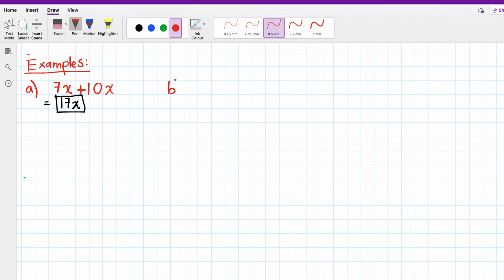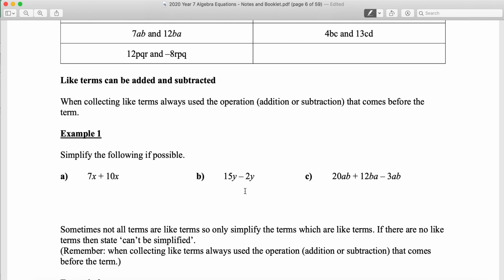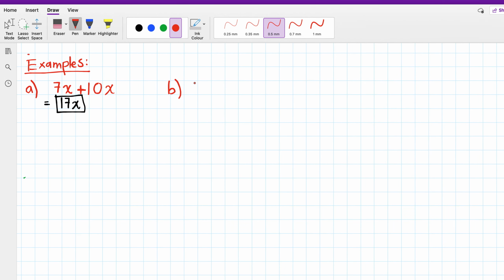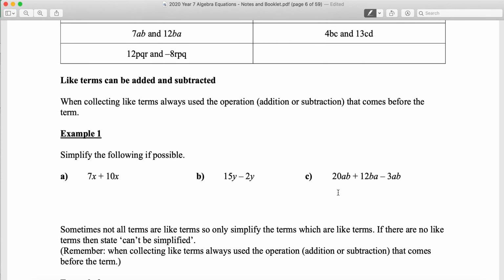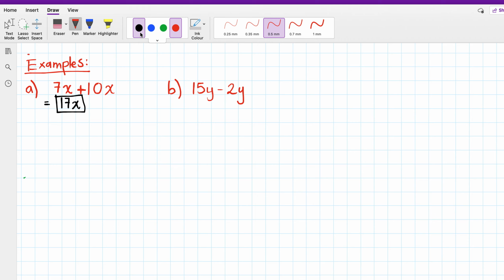Let's do B here. B says 15y take away 2y. Okay, you try to do B and C from here. You have it in your booklet. And after you have done it, you can pause, and then you can watch it to see if we get to the same answer, okay?